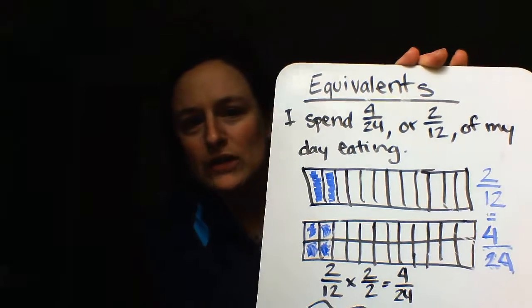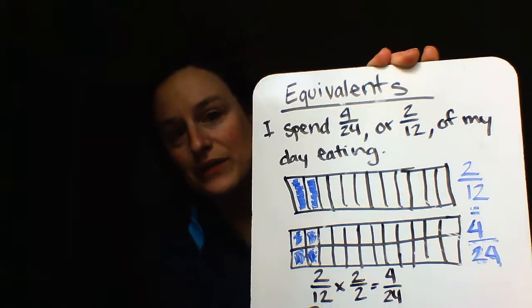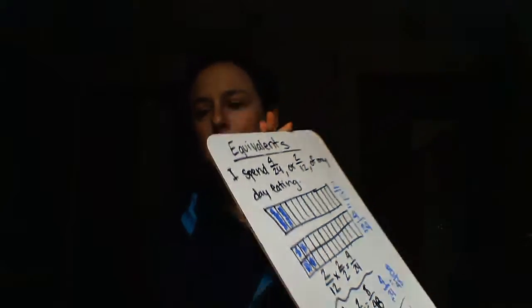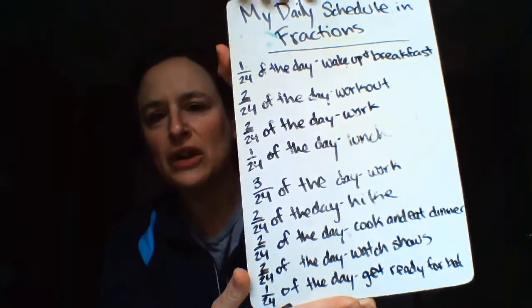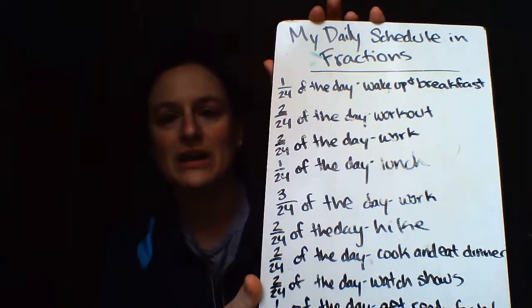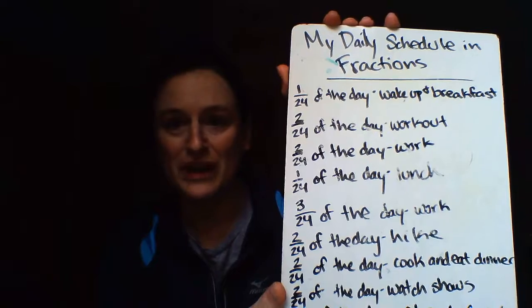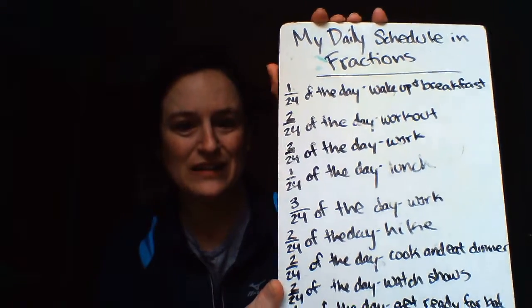And then I talked about finding equivalent fractions for 3 different activities, and I chose eating. And I said I spent 4/24ths or 2/12ths of my day eating. But when I look at my daily schedule in fractions, I see that, well, no, I spend 1/24th having breakfast. I spend 1/24th having lunch, and then I spend an additional 2/24ths having dinner. So how did I get that I spend 4/24ths of my day eating?